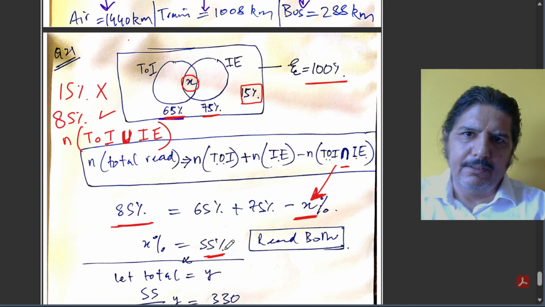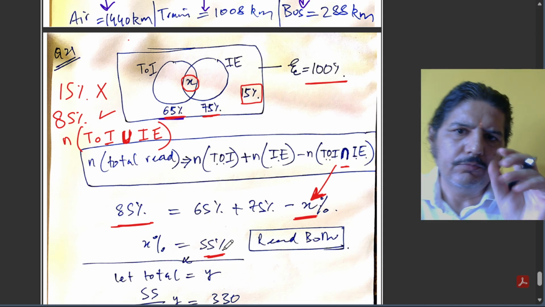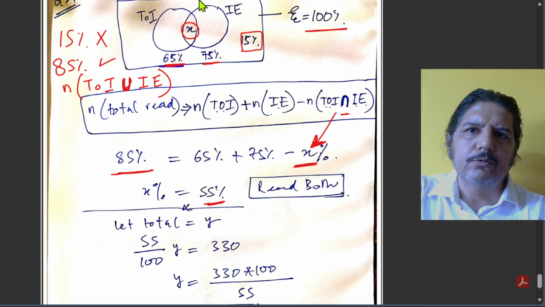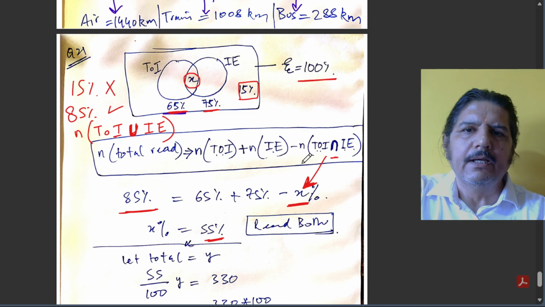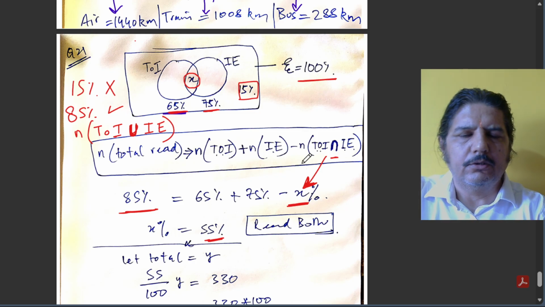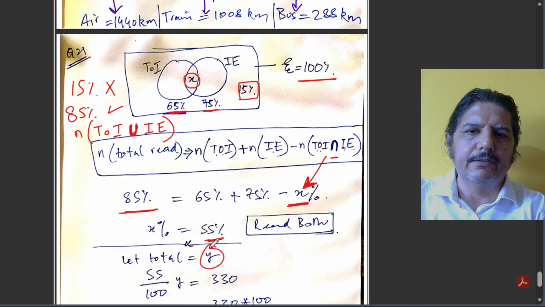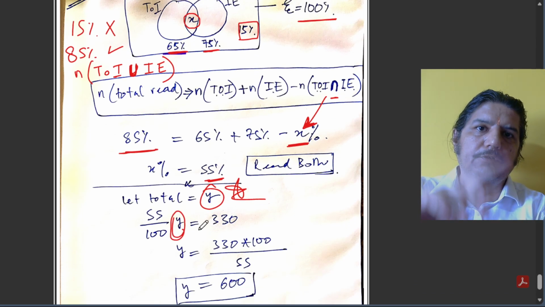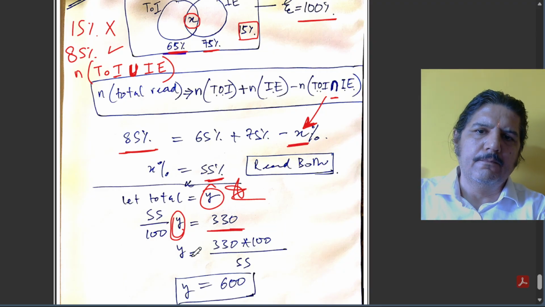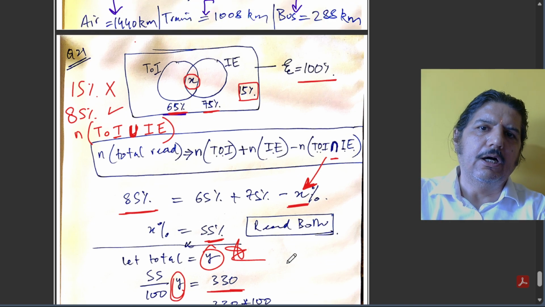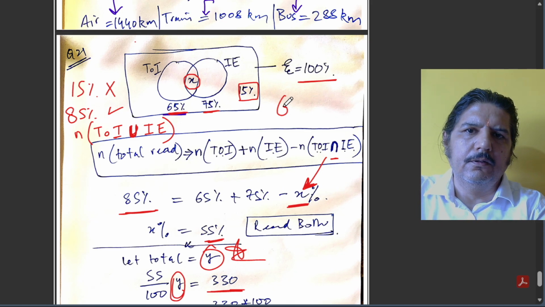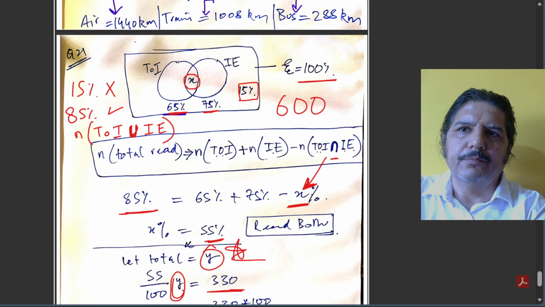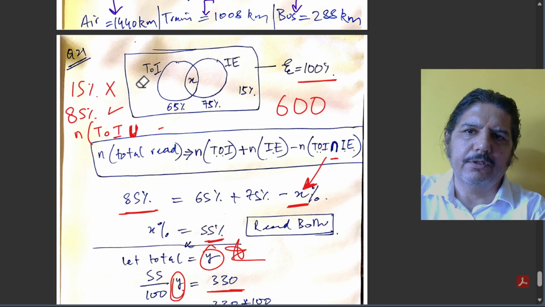I hope you are here till now. So this X is 55%. Now what I do is I assume that the total number of people who are staying here is Y. Total number of people who are staying is Y. So 55% of Y, that is the total, is equal to 330. And therefore I calculate the value of Y and Y is 600. So out of a total of 600 people, now let's look at the question again.